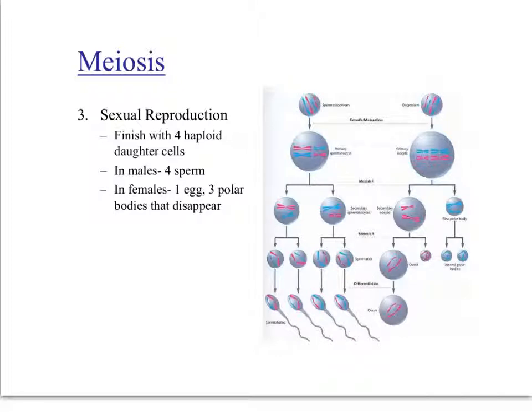And then through sexual reproduction, you're going to be taking half of your genome and combining it with half of another person's genome, and so you're getting some more genetic diversity in that way.